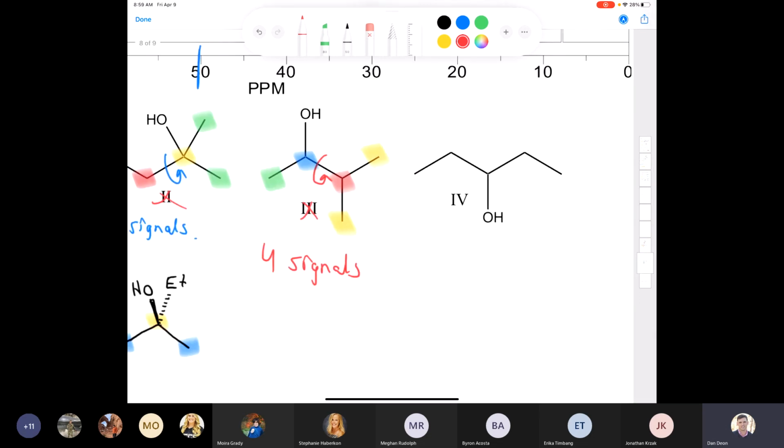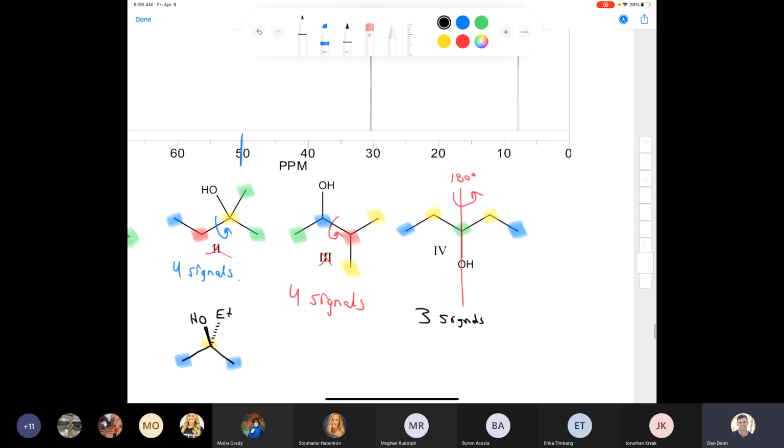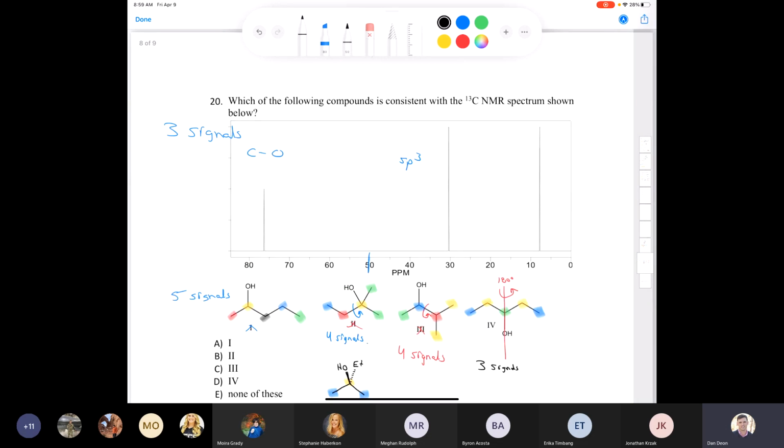And yes, there's certainly a plane or an axis of rotation through the molecule. This carbon is unique. However, these two are chemically equivalent, and these two are chemically equivalent. And so for this molecule, we see 3 signals. Does it make sense? Let's draw the compound out here.